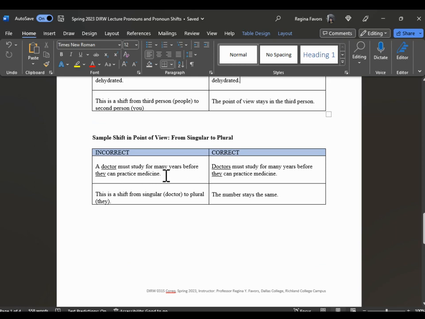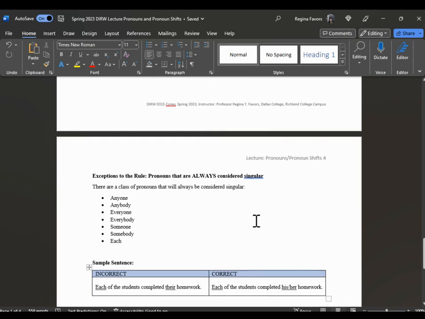And I don't know why we shift like that, but again, it is because we are writing the same way we talk. But if we changed the subject of the sentence and made it plural in the same way that the pronoun is plural, then we would have a correct sentence. So doctors must study for many years before they can practice medicine. So the first sentence is a shift from singular to plural, and the second one stays the same.